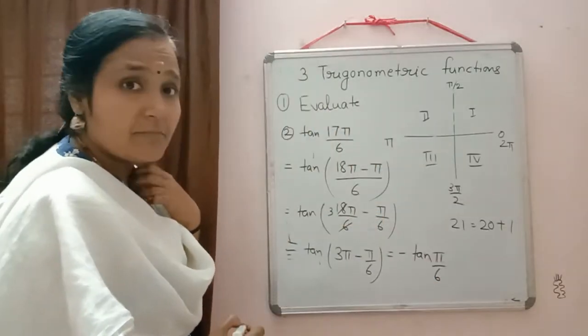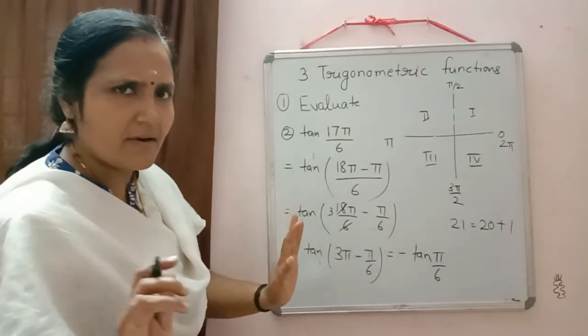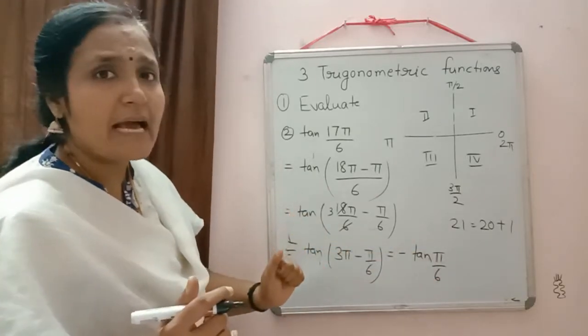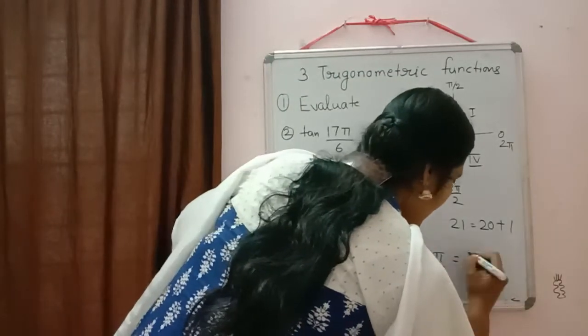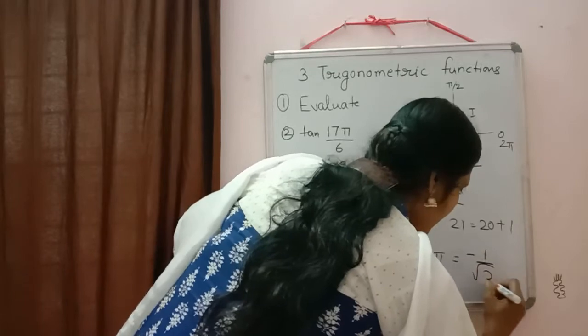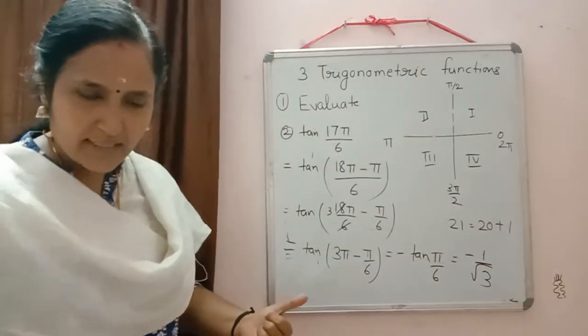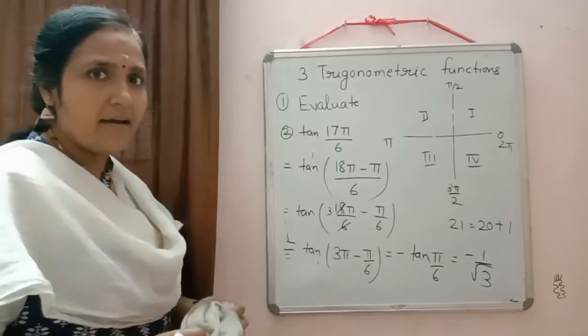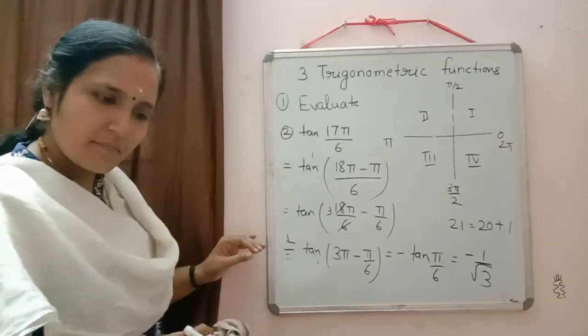Tan pi by 6 means that is 30 degrees, 180 by 6, 30 degrees. Okay. And what is the value of tan 30 degrees? 1 by root 3. And the negative sign is there. So the answer will be equal to minus 1 by root 3. So this concept, now I think you are getting clear. Okay. Now write the next one.